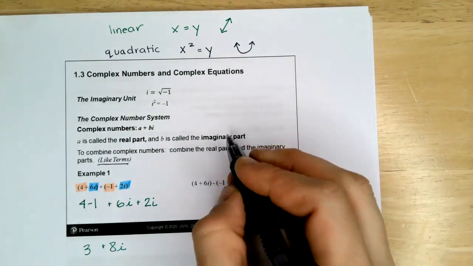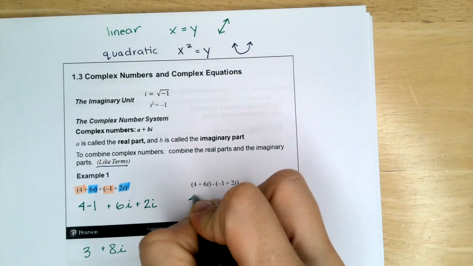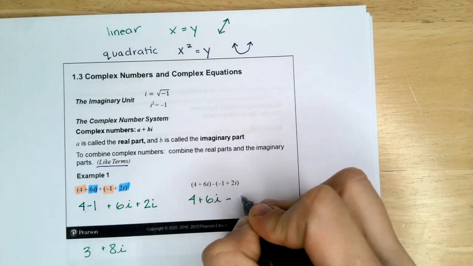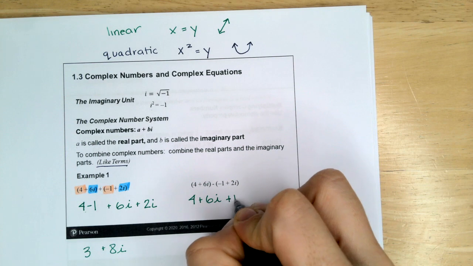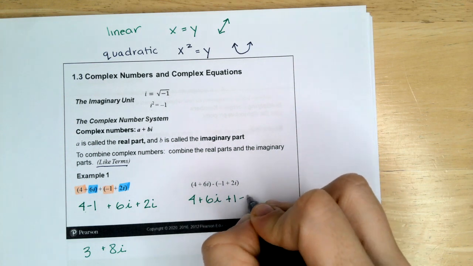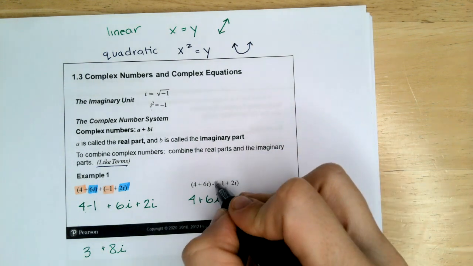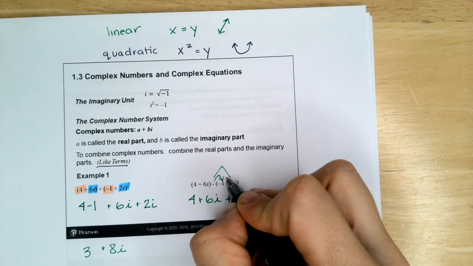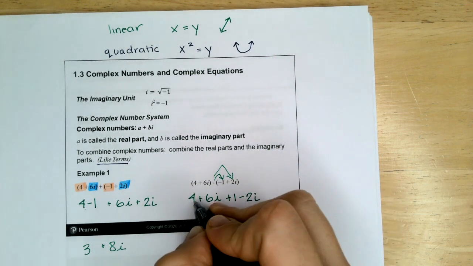Here, though, we are subtracting, so we're going to distribute the negative or the minus sign. So we have 4 plus 6i minus negative 1, so minus negative becomes a plus 1, minus a positive becomes a minus 2i. So I distributed that negative sign. Minus a negative 1 becomes a positive 1, minus a positive 2 becomes a negative 2. Said it again just for my own sake because I often make mistakes.